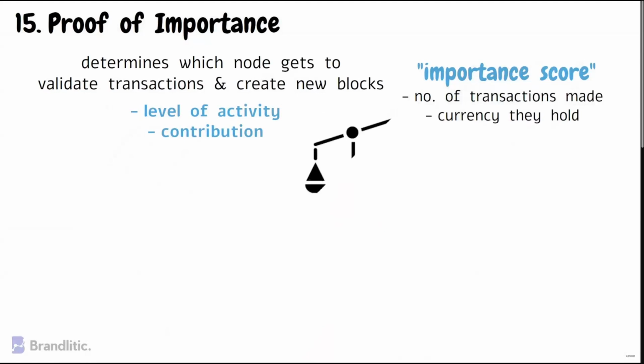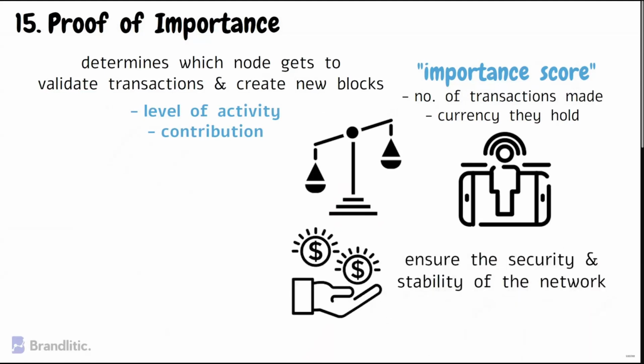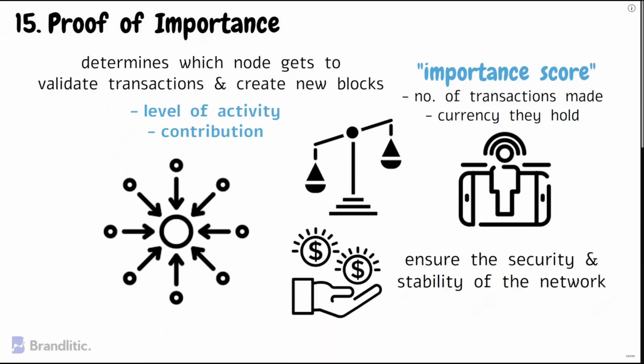Nodes with high importance score are more likely to be chosen to validate transactions and create new blocks. This incentivizes users to actively participate in the network and maintain a stake in the currency, which helps to ensure the security and stability of the network. However, it can also make the network more centralized, as users with a large amount of currency may have more influence over the network than smaller users.